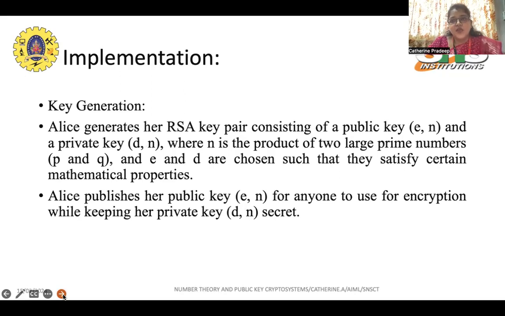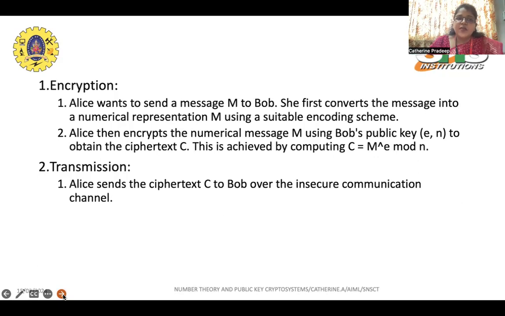Alice will now register this public key in the directory. Anybody who has access to the directory can take her key and store it in their own public key rings. So the next step is encryption.